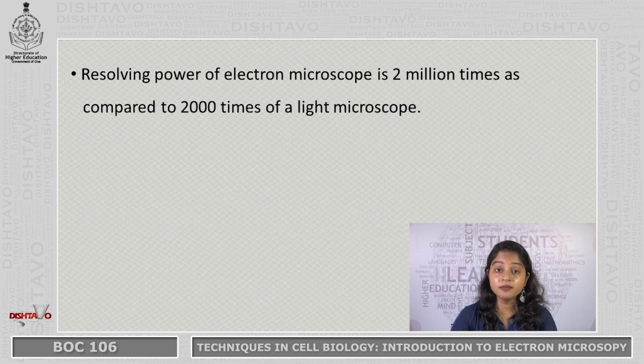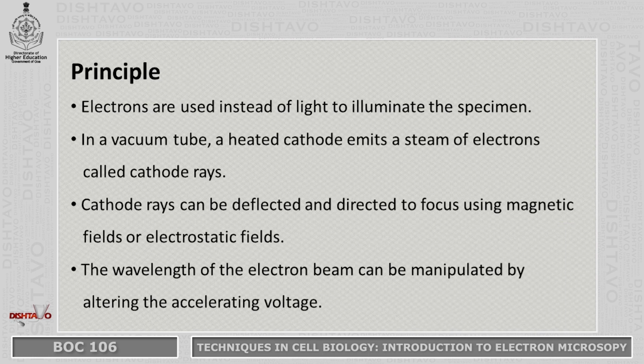Now, the resolving power of an electron microscope is 2 million times as compared to 2000 times of a light microscope. The electrons are used instead of light to illuminate the specimen. This is the basic principle of an electron microscope.